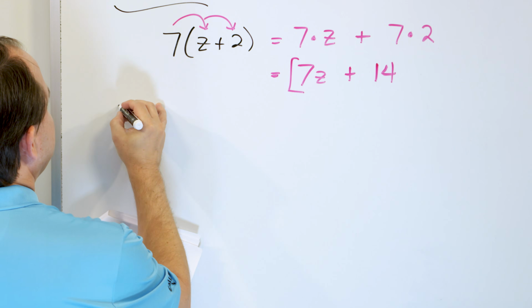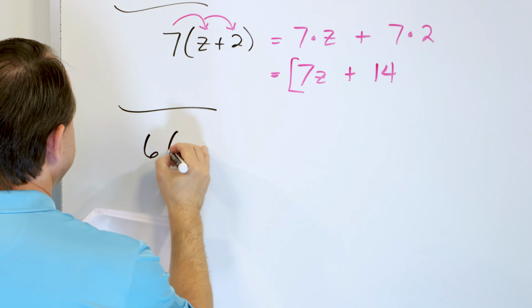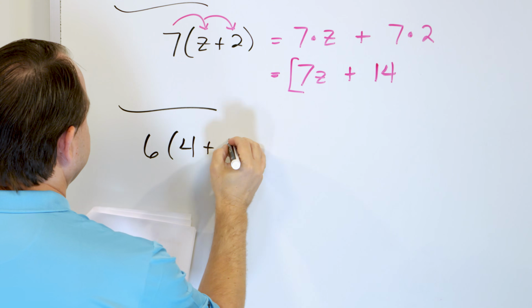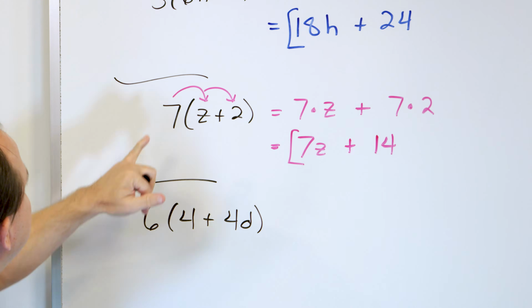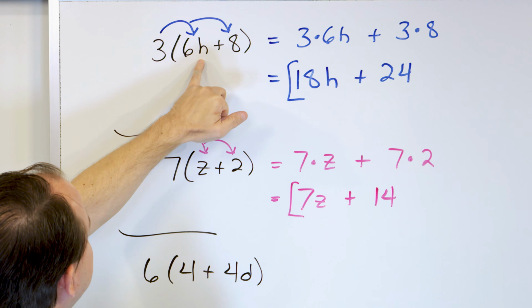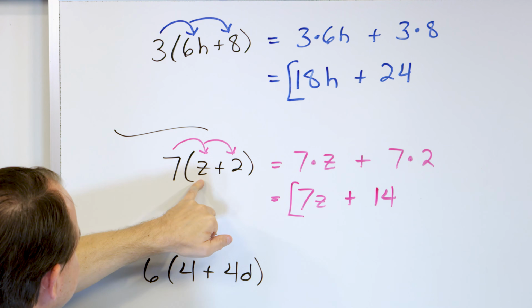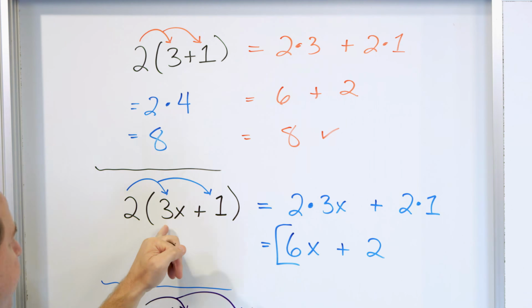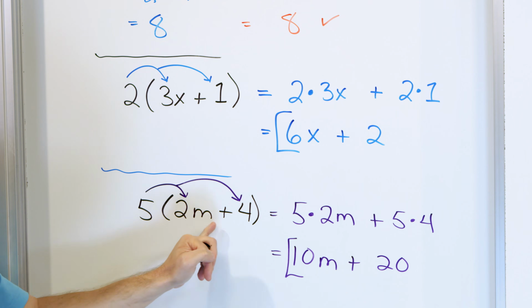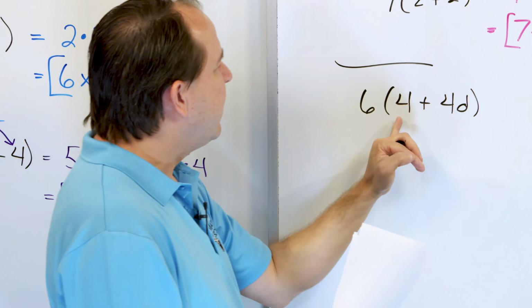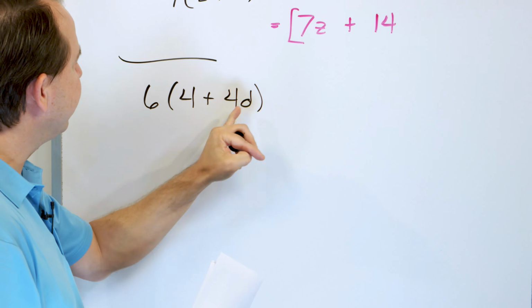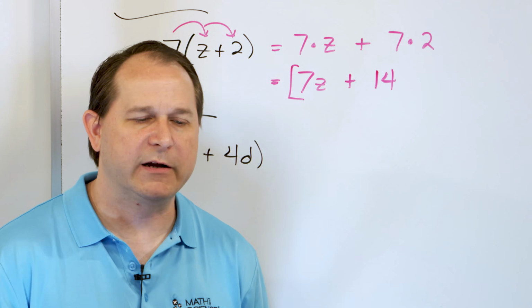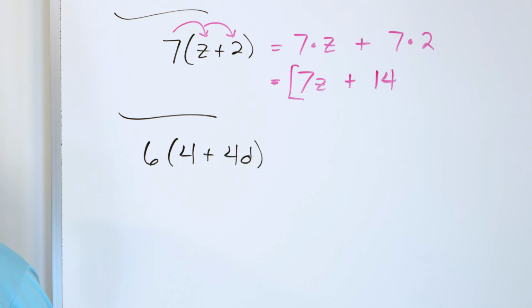All right, let's take a look at the next problem. Here's a 6, parentheses, 4 plus 4d. Now, notice this one's a little bit different, right? In the previous problem, it was something times variable plus a number on the inside. Here, it's not. It's reversed. It's not variable plus number, it's number plus variable. Do you think that's going to matter? No, it's not going to matter because we know that we can follow the same rules.